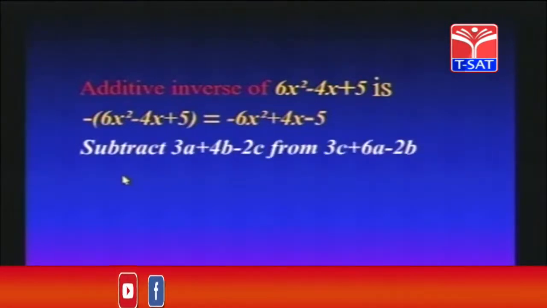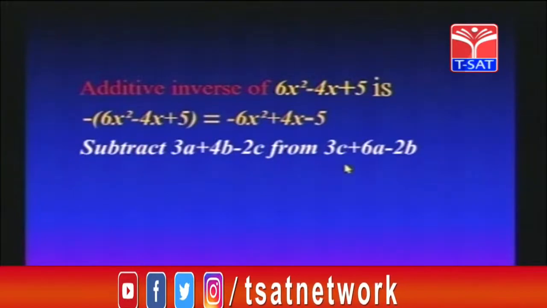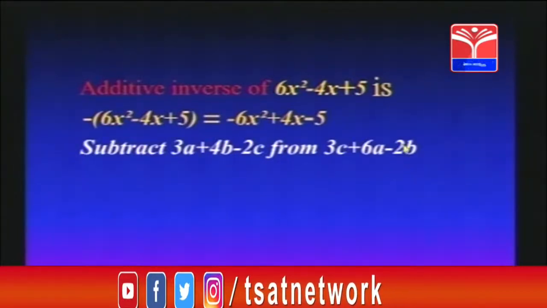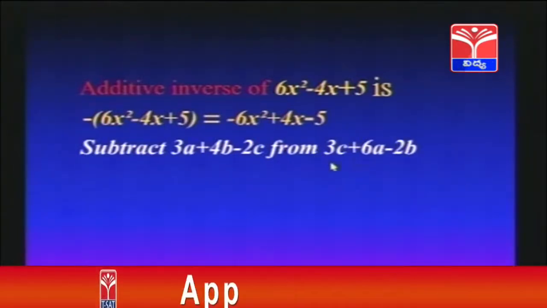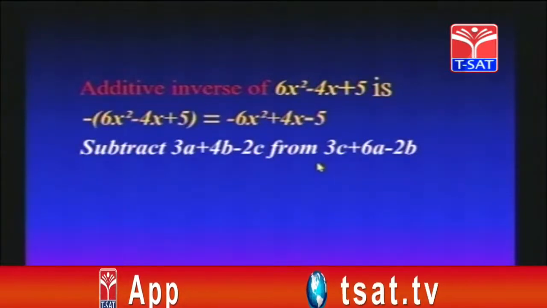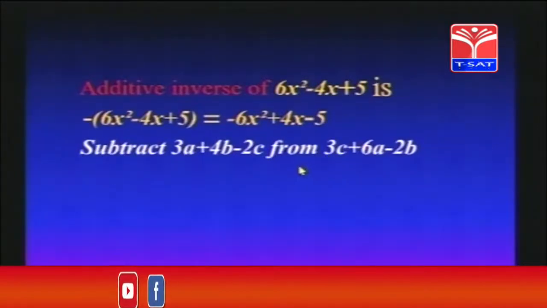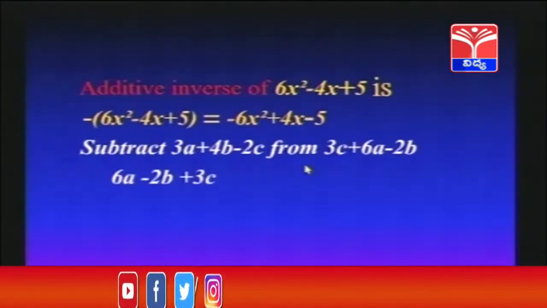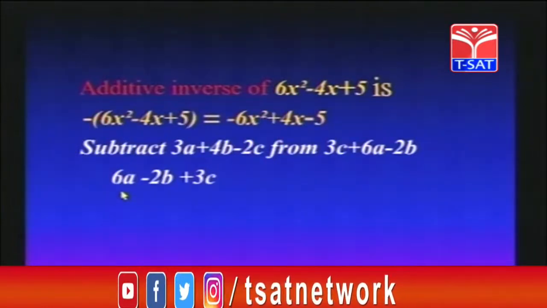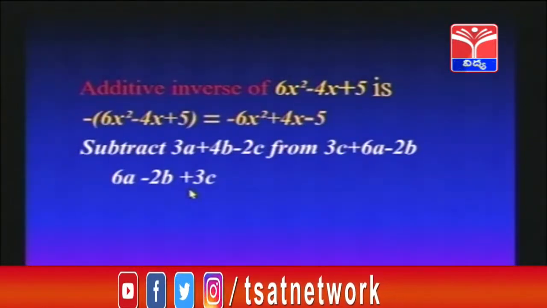Now subtract 3a plus 4b minus 2c from 3c plus 6a minus 2b. Now this second expression is not in the standard form. So children, what do you have to do first? First we have to write this expression in its standard form, then subtract. So writing this expression in the standard form is 6a minus 2b plus 3c.